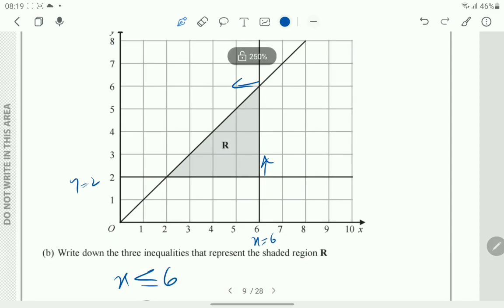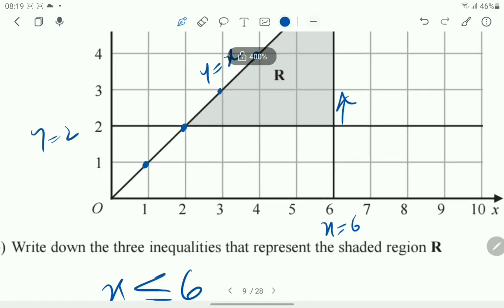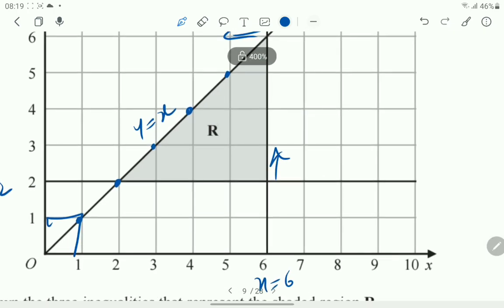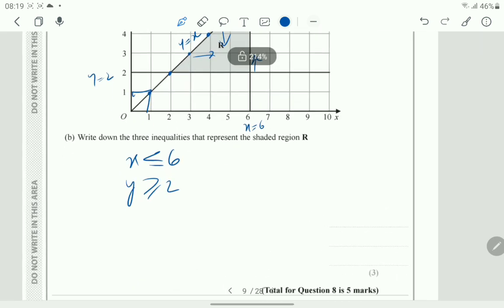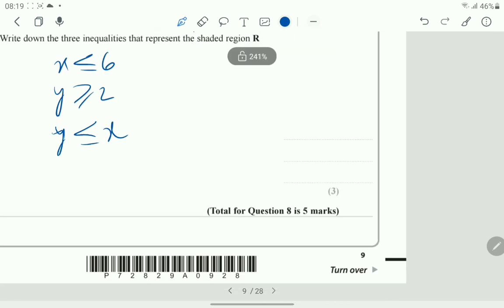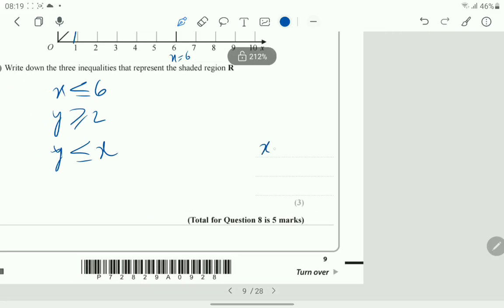Then we have this line, and notice that this is very simple, this is a y equals x line, since every point is 1 1, 2 2, 3 3, 4 4, that's how I know that this is a y equals x line, where every x value is equal to its y value. So the shaded region is below it, on the right side of it, so the inequality is y is less than or equal to x, and here you go, the question is solved.